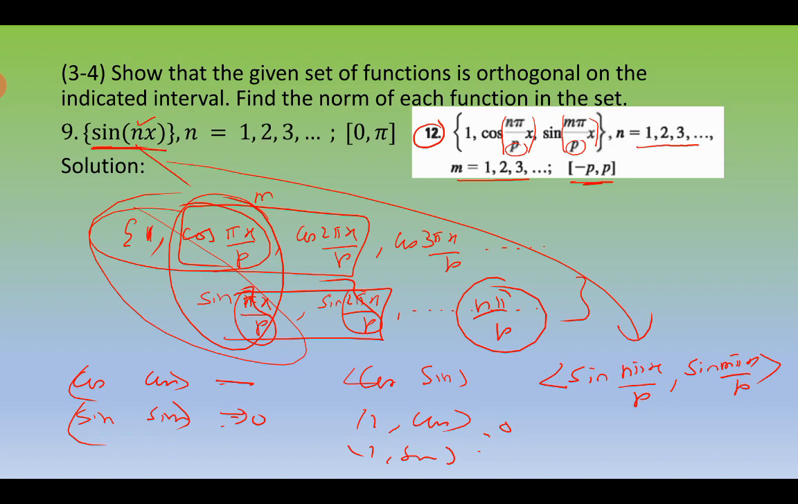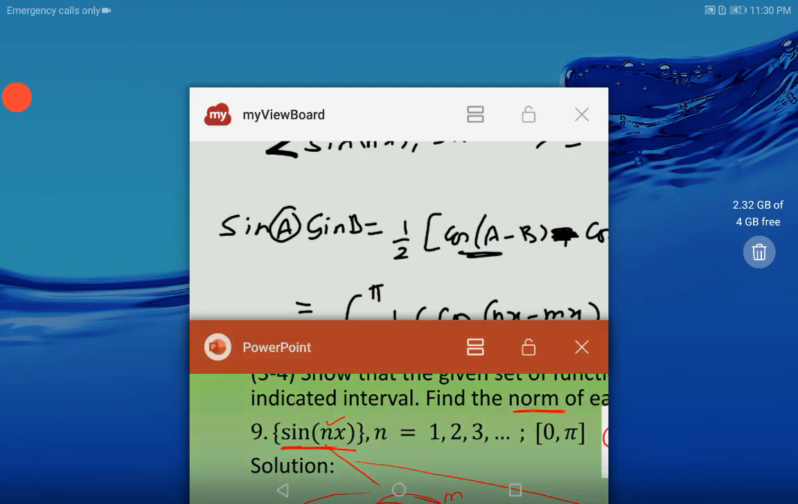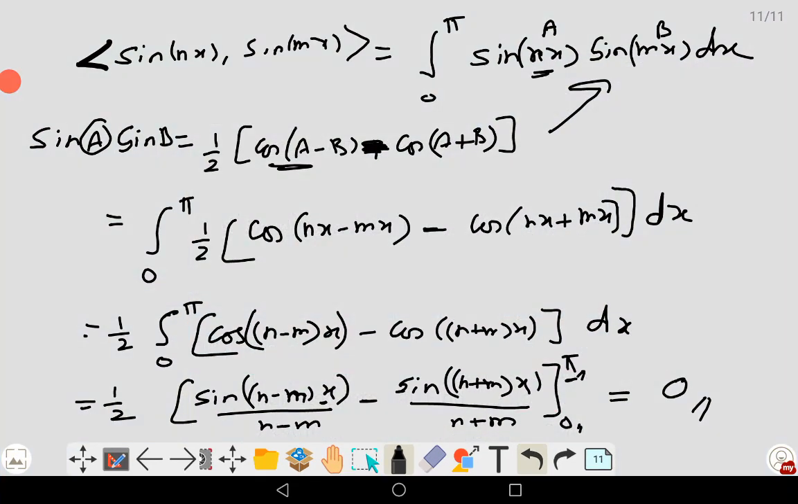Okay, we are going to verify for cosine with cosine and sine with cosine, then 1 with both the functions. We will verify all these things. Finally, we will end up finding the norm of each function. Norm of cosine, norm of 1, norm of sine, 3 different norms. So remember this function, we will write it again and we will check, right?